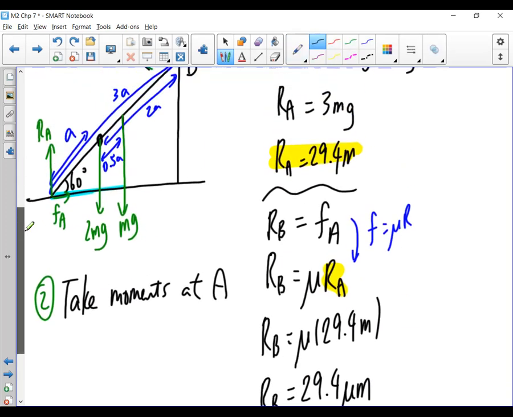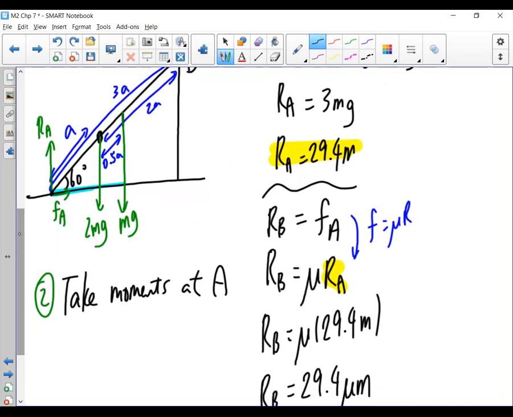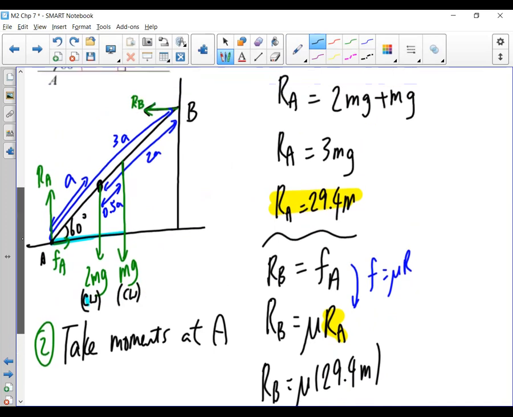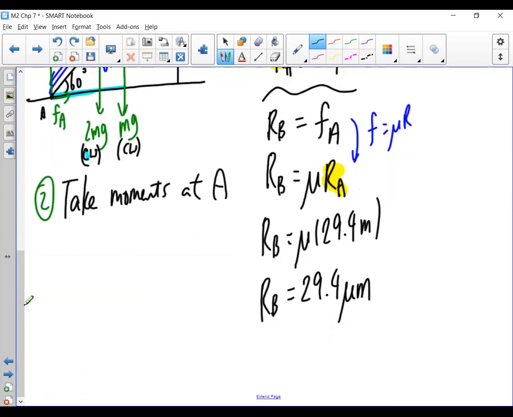Now, if you are good with moments, if you're familiar with it, what you can do is you can also do the direction first, and you can write in one line. I'll show you how. So first of all, 2 mg, if A is the pivot, 2 mg will be clockwise. Mg will also be clockwise, but the RB will be anti-clockwise, right? So I'm going to do clockwise moments equals anti-clockwise moments.